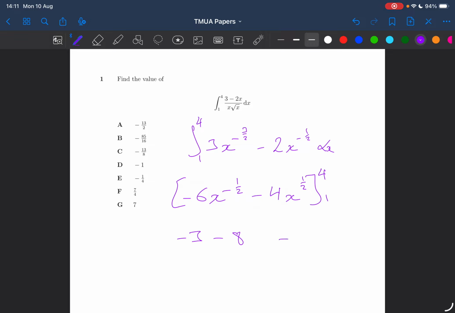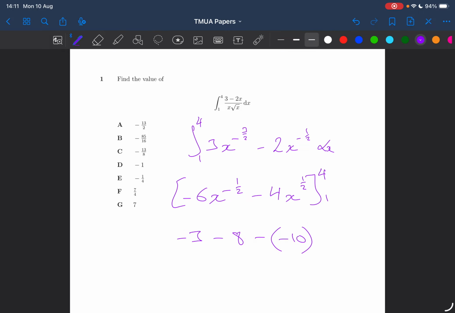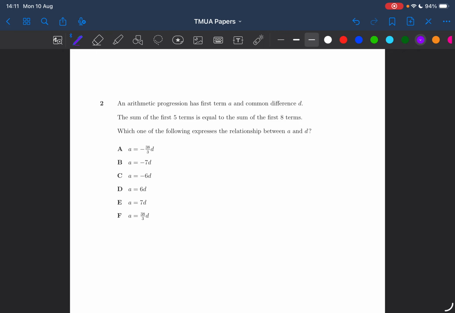So altogether, minus 10. But obviously, that thing, we're taking that away. So combine these bits, minus 11. Combine that bit, plus 10. Altogether, then, we should have negative 1. Is that the right answer? It is indeed.